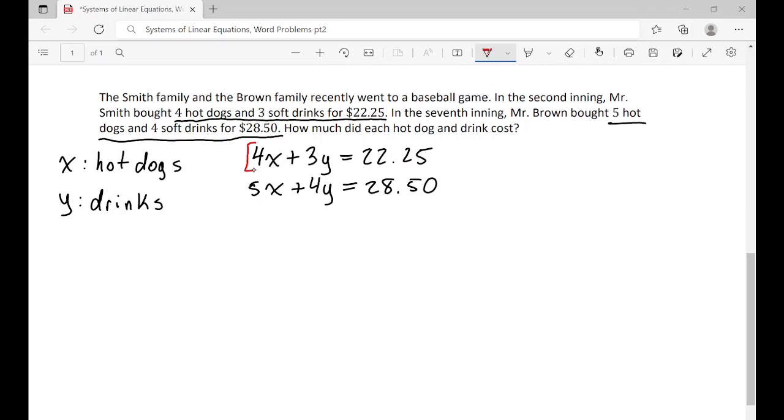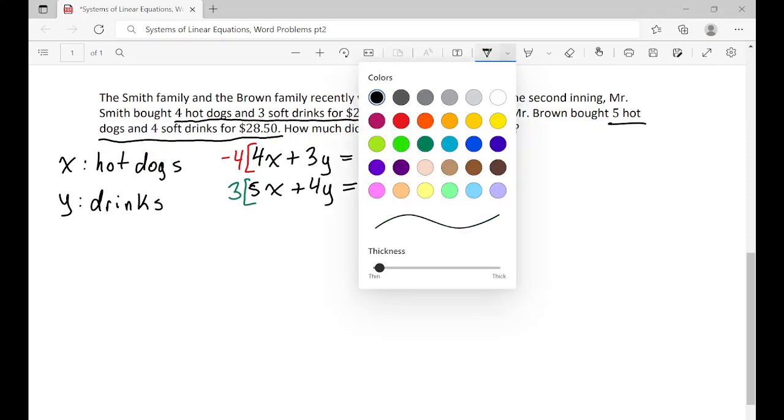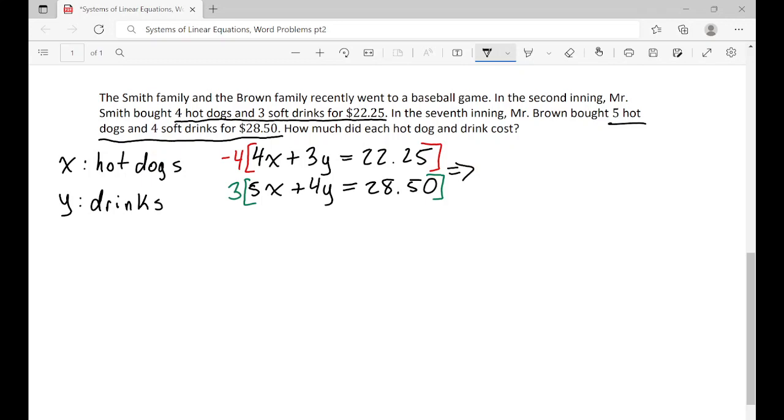So I'm going to multiply the top equation by -4. And I'm going to multiply the bottom equation by +3. And so now I'm going to end up getting -16x minus 12y equals -89. And then I'm going to get 15x plus 12y equals 85.50.